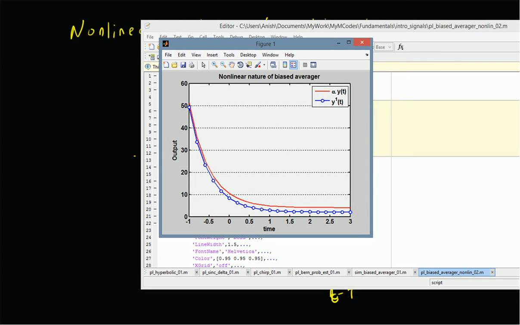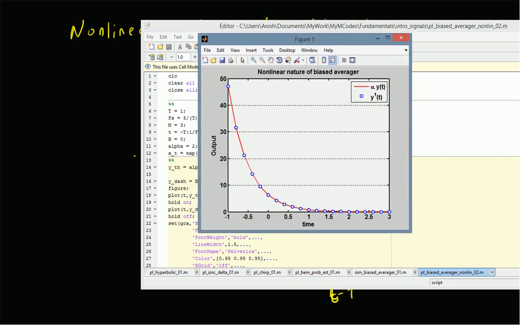Then we compare the two results. The red curve shows the output alpha times y(t), that is, the output if the system was linear, and the blue circles are the actual output, y'(t), when we give alpha times x(t) as the input. Clearly the red curve and the blue curve are not the same, they do not agree with each other, so the system is not a linear system. Since y1(t) is not equal to alpha times y(t), the system is non-linear.